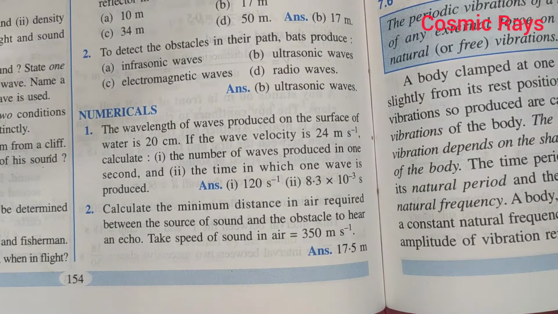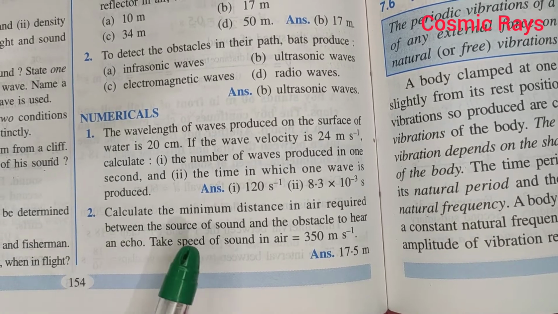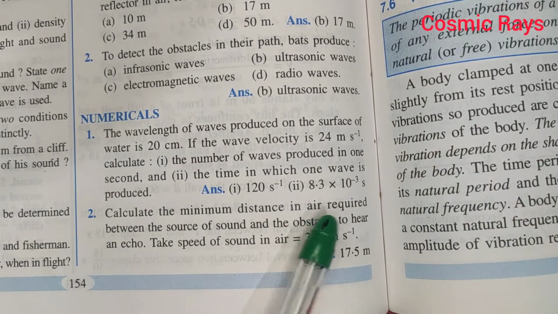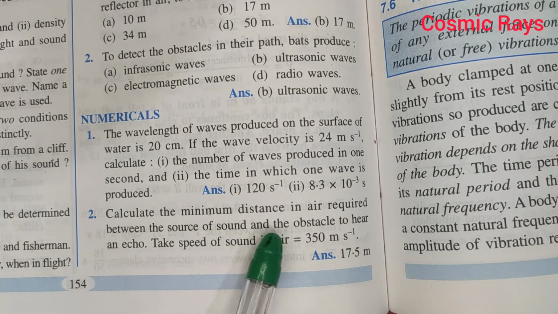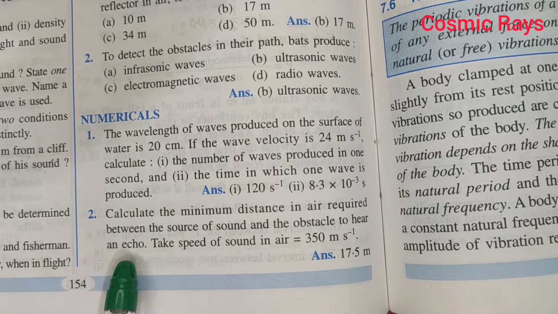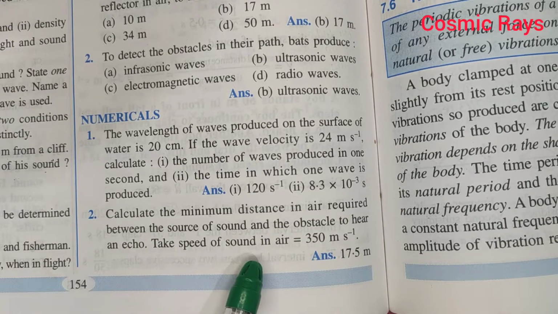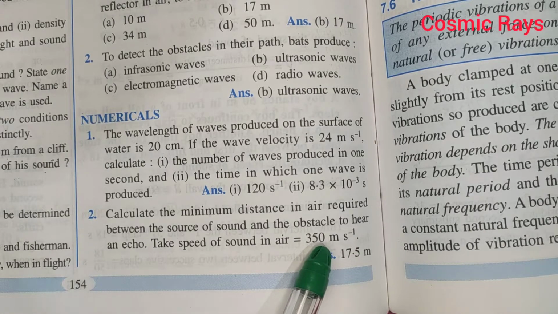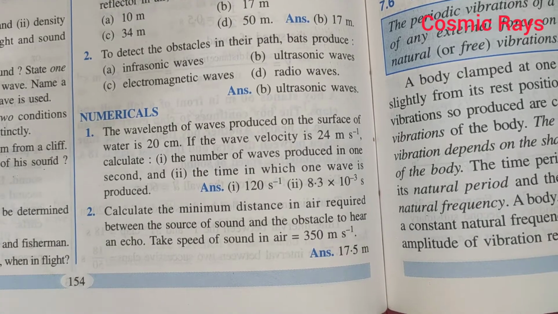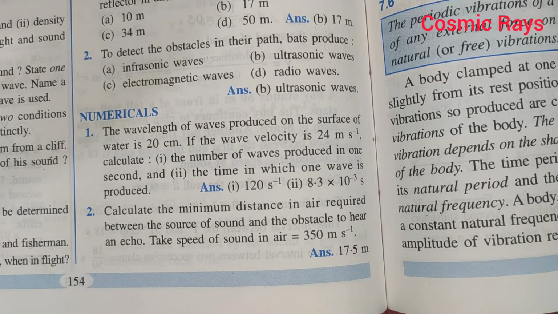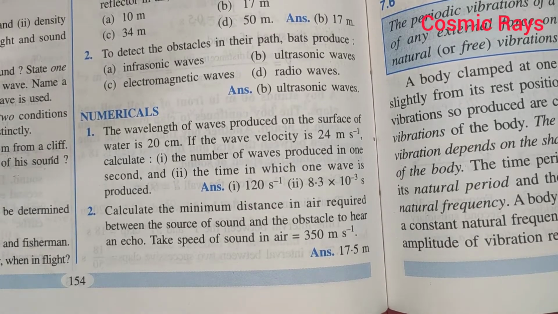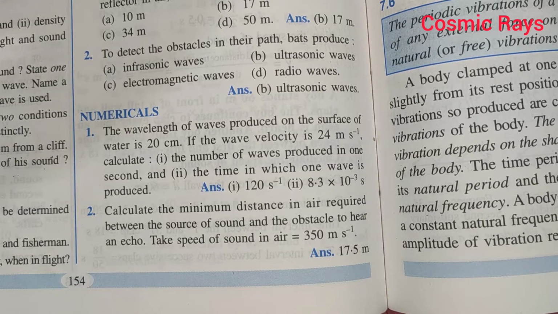Now let's take a look at the second question. It says that calculate the minimum distance in air required between the source of sound and the obstacle to hear an echo. Take speed of sound in air equal to 350 meter per second. Now here the time after which the echo can be heard is 0.1 second. If you read the first part of this chapter thoroughly, you will come across that the minimum time required to hear the echo is 0.1 second. So we are going to use that here.